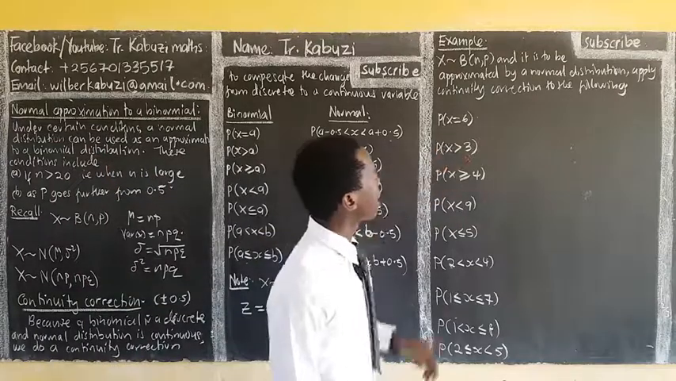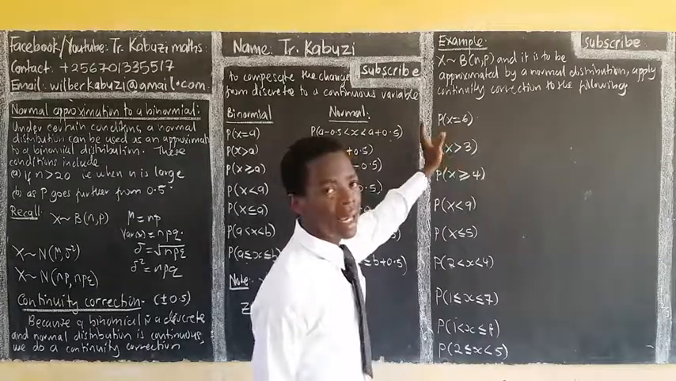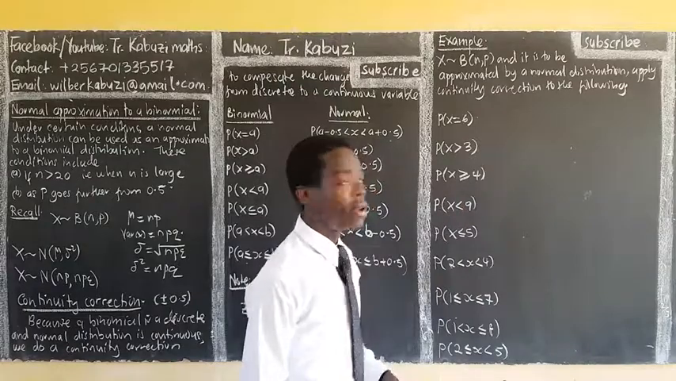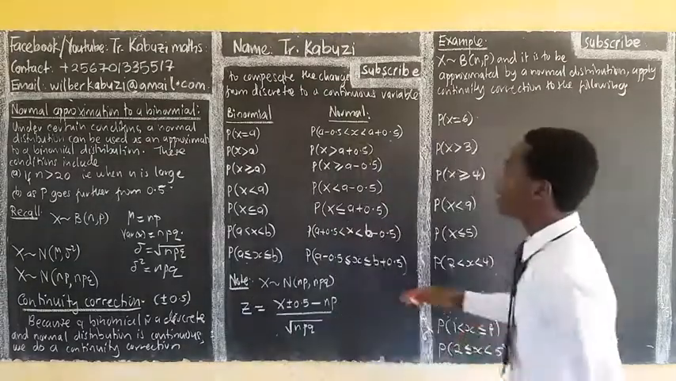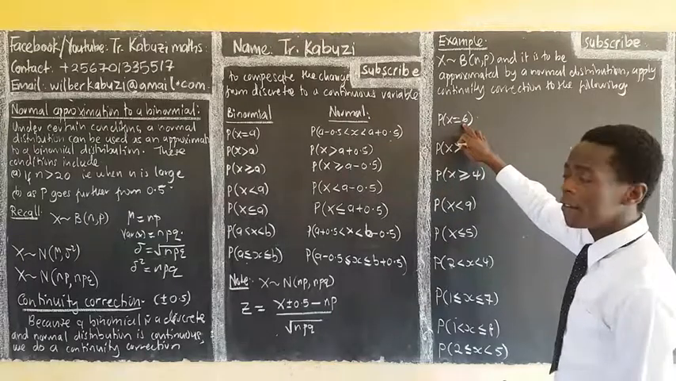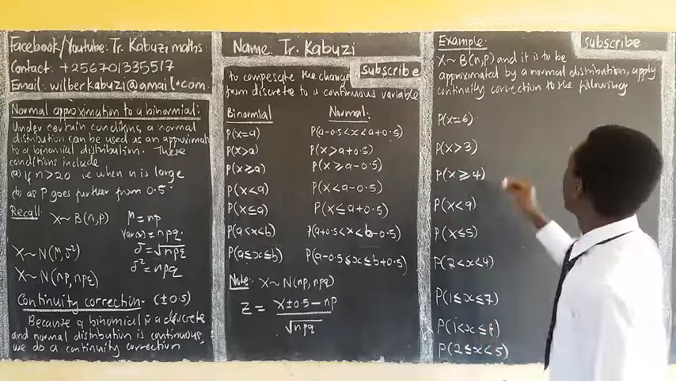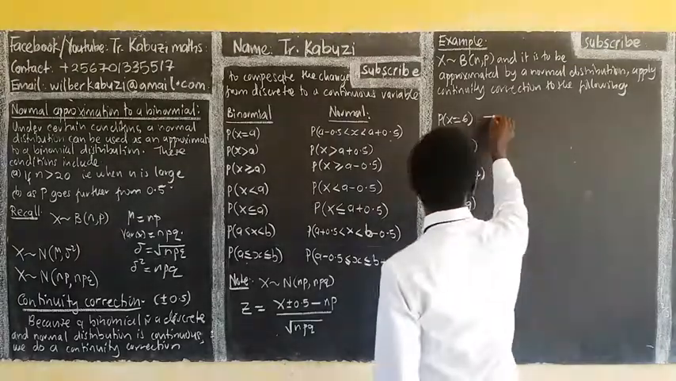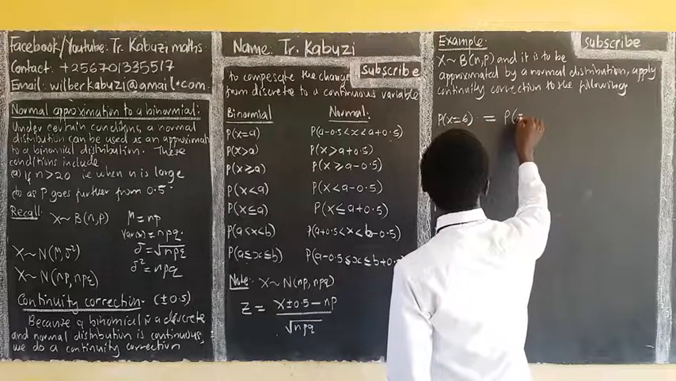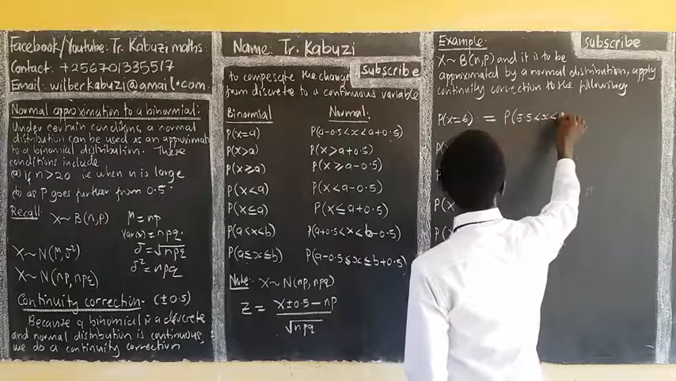So let us see if we are given these examples. What happens if you now want to make these probabilities in terms of continuous? So now these are discrete, and you want to convert them to continuous. This is the case we have here. We subtract 0.5 from the lower, and then we add 0.5 on the upper. So this will be in continuous, the probability of now subtract 0.5, add 0.5.